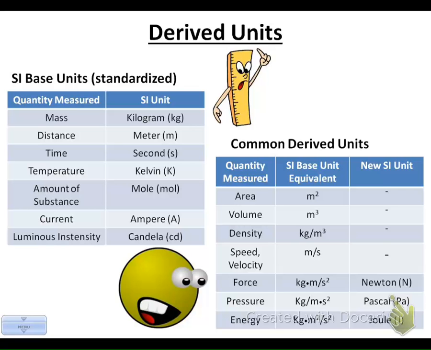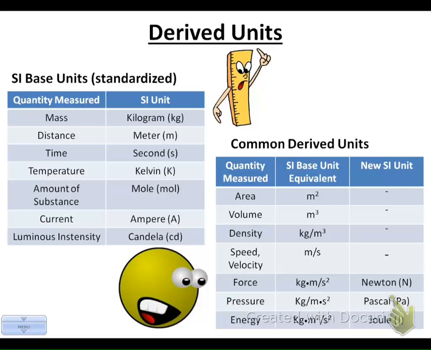Looking at the screen on the right-hand side, you see a second table called Common Derived Units. I've selected just 7 of the more common derived units that we use in chemistry. You will use a lot more in physics. The first one is area.